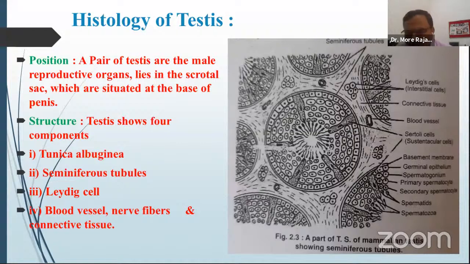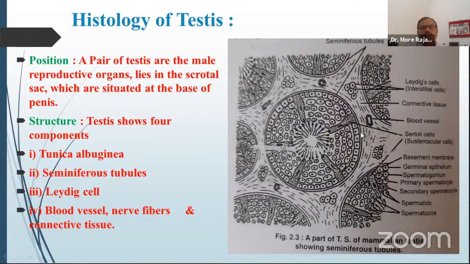Now come to the histological structure of the testis. If you see the histological structure of the testis, we know the position of the testis. Testis is the male reproductive organ, which is located inside the scrotal sac, at the base of the penis. Okay. If you take the transverse section here in this figure, the TS of the testis is shown, which is showing the seminiferous tubule cut in section. Okay, so this is a single seminiferous tubule shown here. These are the other seminiferous tubules. So this is the central one. It is the entire seminiferous tubule.